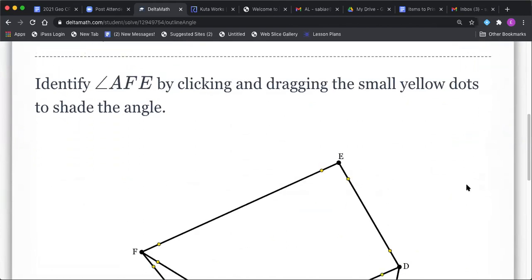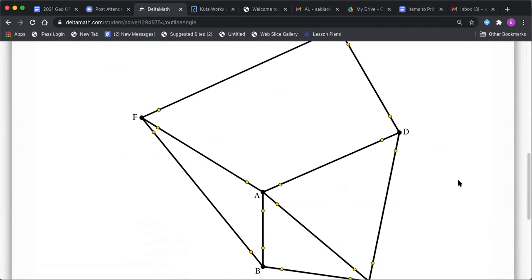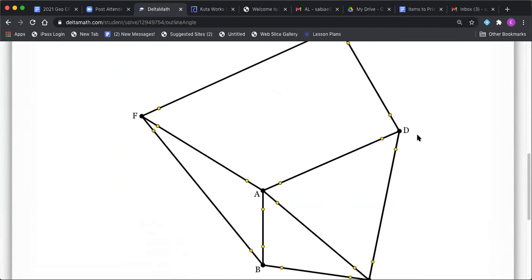So take a look at your diagram here. There's little tiny yellow dots all over it. So what you get to do is click on a yellow dot and drag it, and look, it'll sort of fan out and create an angle. So if it's the wrong one, you just click on it again and it'll go away.